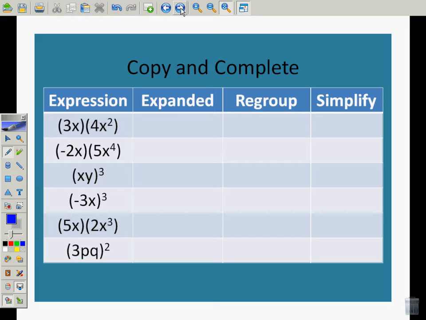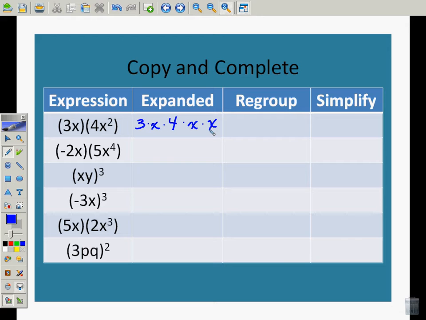All right, if you're back from the pause, you have this chart copied down. You have these 6 different expressions with these 4 columns, and I'm going to show you exactly what goes in these. We're going to see exactly what this means. So if we have an expression like 3x times 4x squared, when we expand that, we know that this is all multiplication. So it's really 3 times x times 4 times x times x, because x squared really just means x times x.